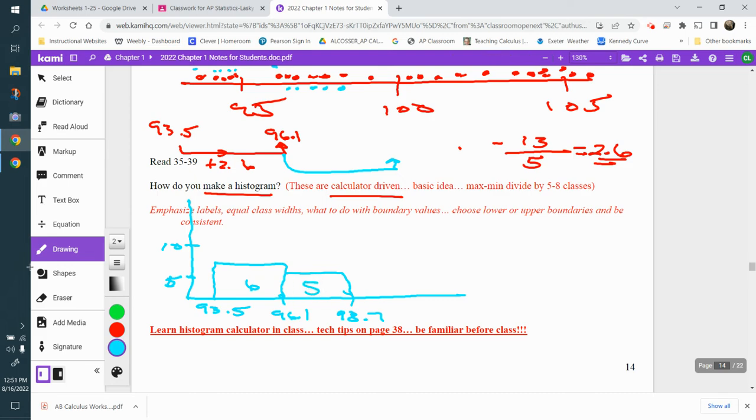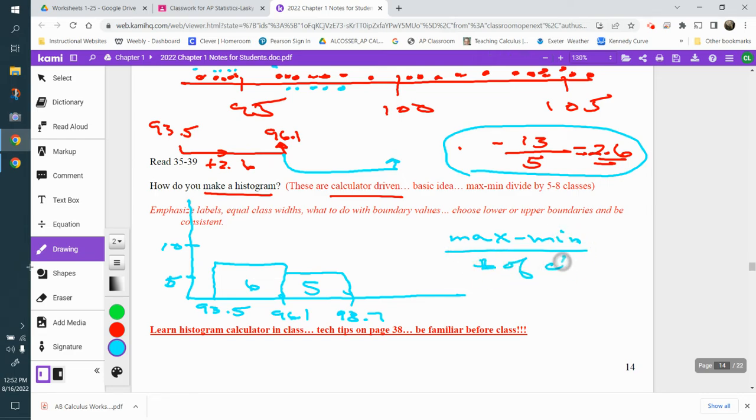So what happens is when you're dealing with histograms, you've got to come up with the class width. So don't forget the class width is maximum minus minimum divided by the number of classes, which is usually 5 to 8 classes. All right. So now here's the deal. Calculator does it all for you. You don't have to do all this math and all these different things.